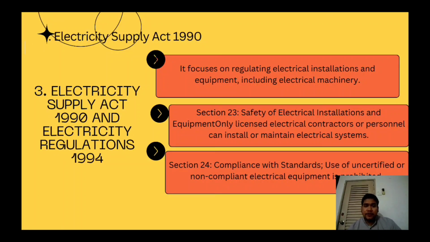What is the function of the Electricity Supply Act? It focuses on regulating electrical installations and equipment, including electrical machinery. Under Section 23, on the safety of electrical installations and equipment, only licensed electrical contractors or personnel can install or maintain electrical systems. Section 2, compliance with standards: use of uncertified, non-compliant electrical equipment is prohibited.